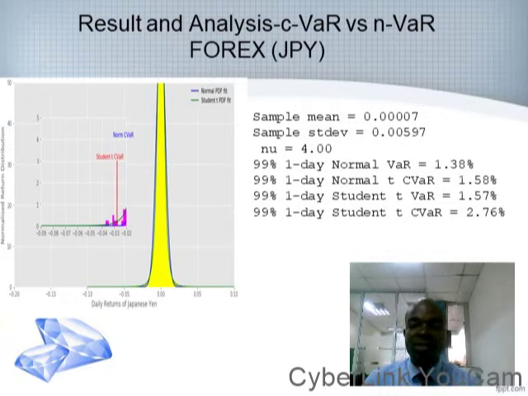We then do comparative analysis of our results of normal VaR with expected shortfall, which is also called CVaR. Example of our asset computation is FOREX Japanese yen. It has a mean of 0.0007, sample standard deviation of 0.00597. We assume 1 day holding period at 90% confidence level. Our NVaR is 1.38. Our NCVaR is 1.58. Our student TVaR is 1.57. Our student TCVaR is 2.7. As you can see, TCVaR has a higher value.